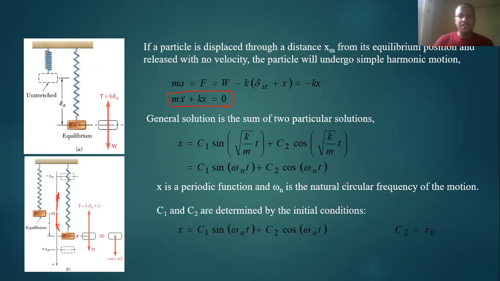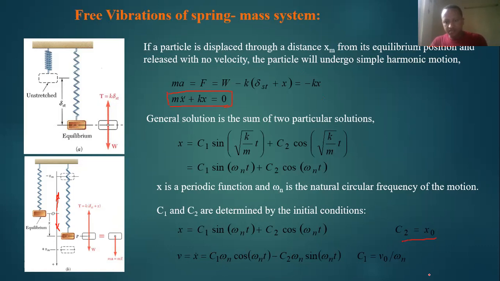So C1 and C2 are determined by applying the initial conditions. From that, C2 is equal to x naught. Actually, here we used sine and cos. C1 is v naught over omega n. So substituting it, we can get this equation.